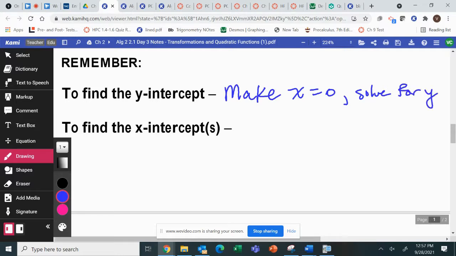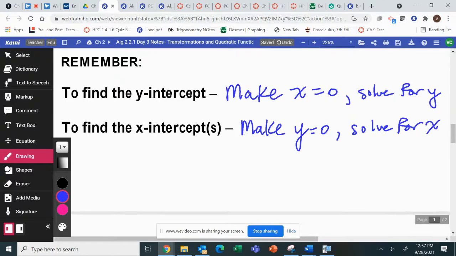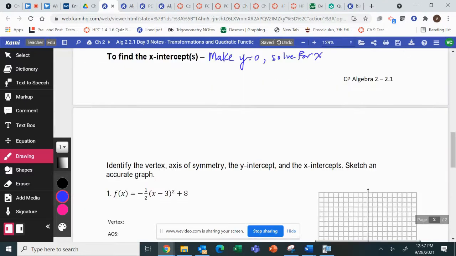To find the x-intercept, we make y 0. Solve for x. So when you're finding the intercepts, you make the other letter 0. And that is going to be the same for every single chapter in every single math book. Not just this math book, every math book ever, or course.